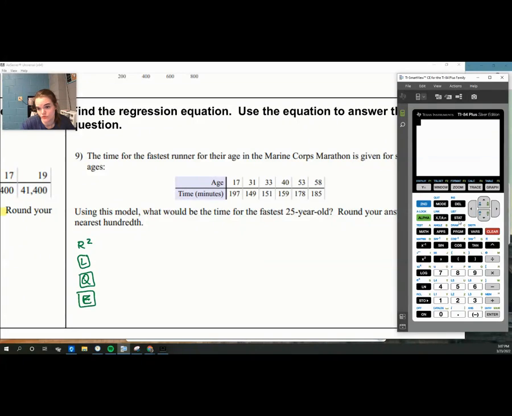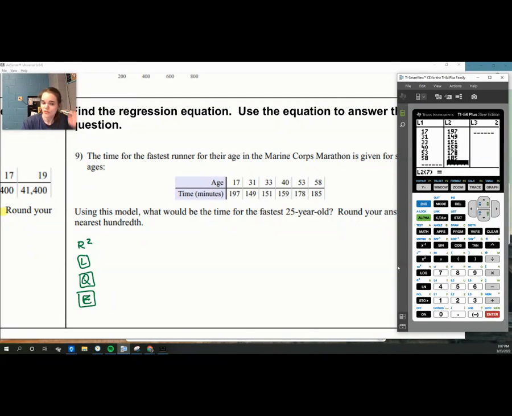All right. So stat, edit. Remember, we just are going to press delete till these are all gone, and delete till they're all gone. So 17, enter. 31, enter. 33, enter. 40, enter. 53, enter. 58, enter. All right, then go over. 197, enter. 149, enter. 151, enter. 159, enter. 178, enter, and 185, enter.